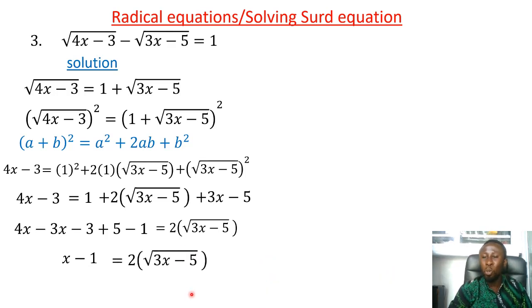Now, what should we do again? So remember our third step. Our third step says that square again if it is necessary. You remember? Yes, because there's still a square root here, so we should square again. So we square both sides again. Since we still apply this concept again, a square plus 2ab all square.